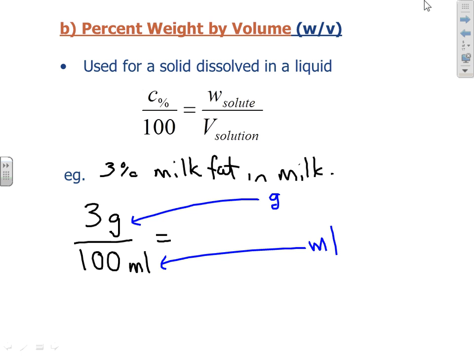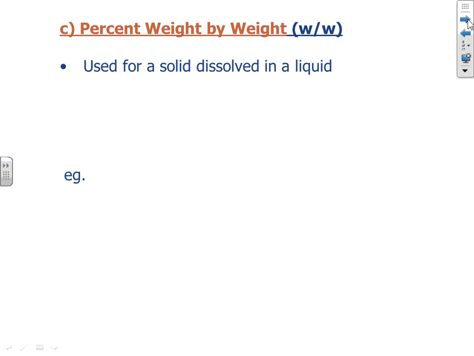Yeah. Okay, so one more version. And I don't know if we're seeing the trend, but the last version is W/W.